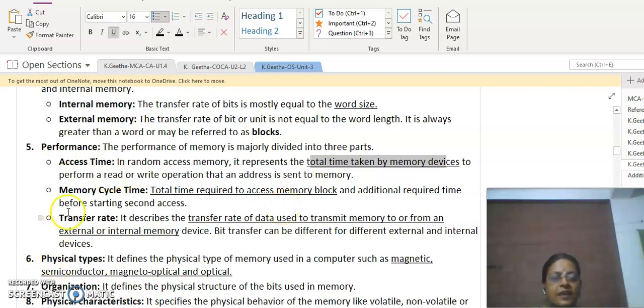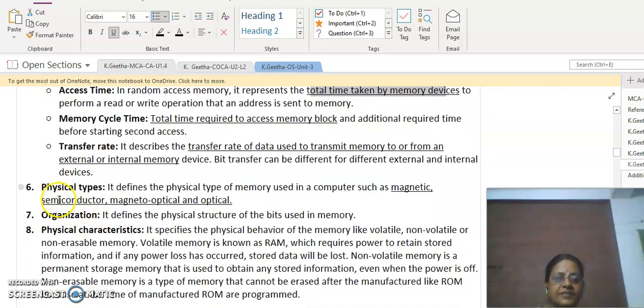So the transfer rate is also an important parameter. Whenever we are evaluating the performance of a particular memory level, we will be very keen on the access time, the memory cycle time, and the transfer rate. Then comes the physical type.